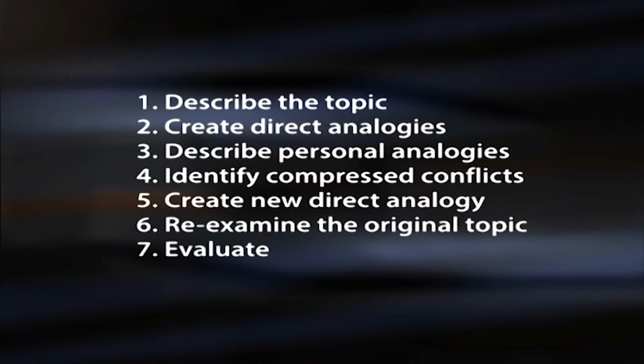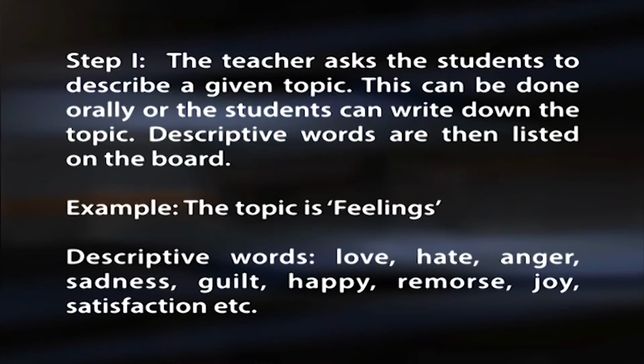Fourth, identify compressed conflicts. Fifth, create new direct analogy. Sixth, re-examine the original topic. Seventh, evaluate. Step 1. The teacher asks the students to describe a given topic. This can be done orally or the students can write down the topic. Descriptive words are then listed on the board.